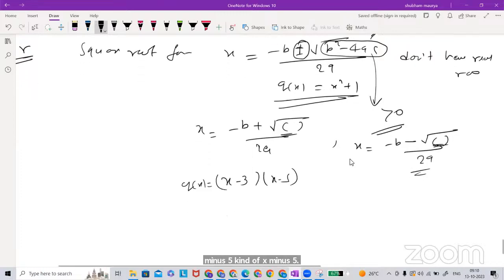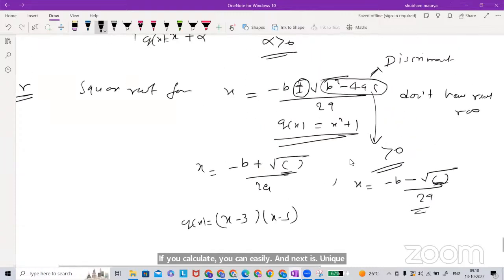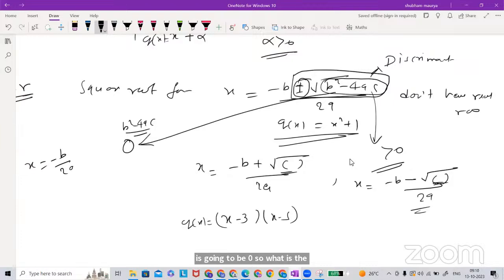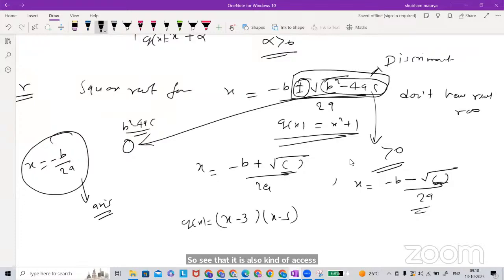And next is the unique root case. Suppose the discriminant, b square minus 4ac, is 0. In that case, what is happening? This portion is going to be 0. So what is the remaining thing? Only minus b by 2a. See that it is also giving the axis of symmetry. You can give the proof here.